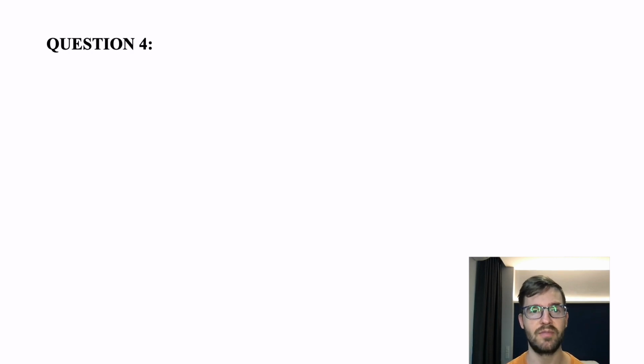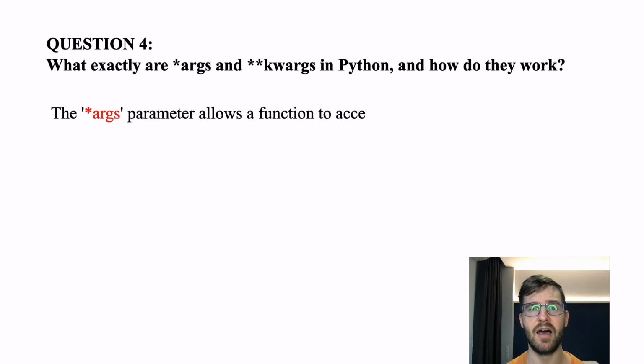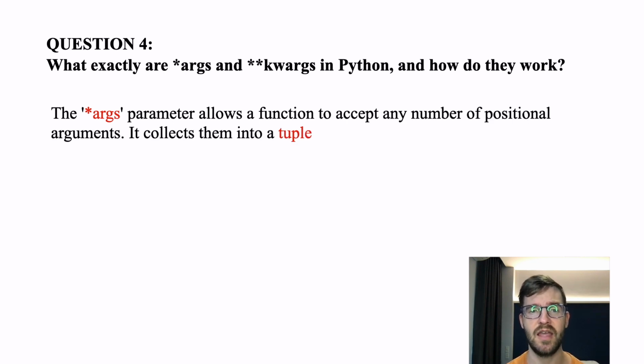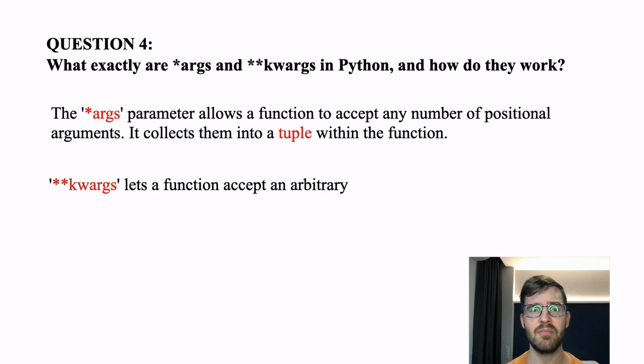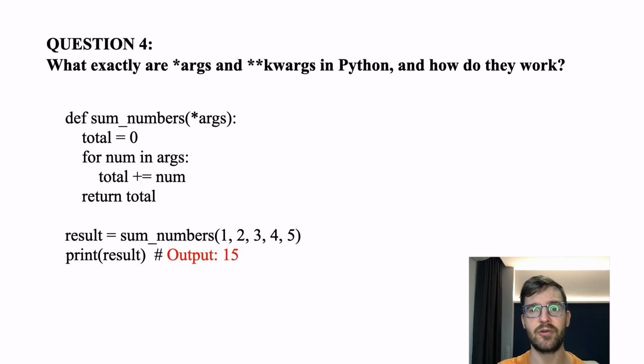Question number 4. What exactly are *args and **kwargs in Python, and how do they work? The *args parameter allows a function to accept any number of positional arguments. It collects them into a tuple within the function. On the other hand, **kwargs lets a function accept any number of keyword arguments, which are then stored in a dictionary. You can see an example on your screen.